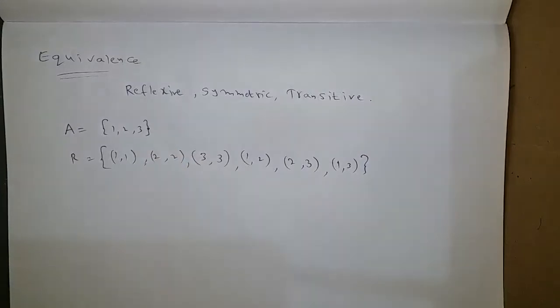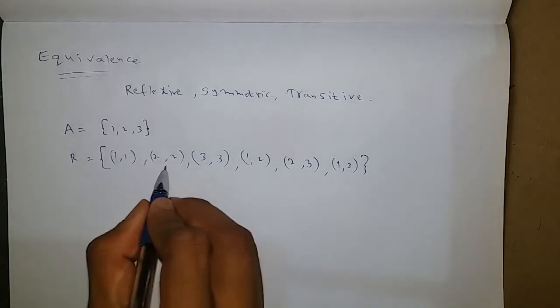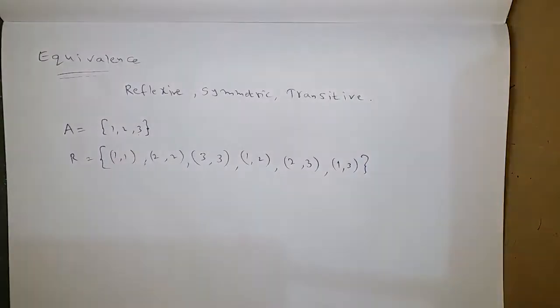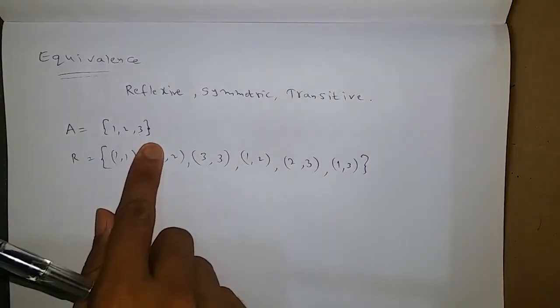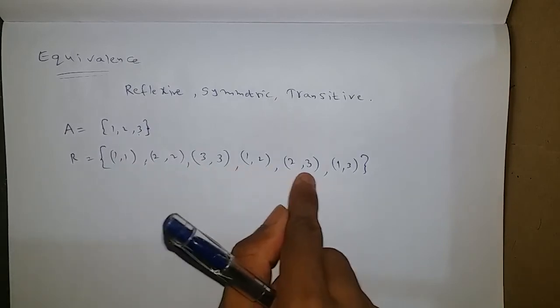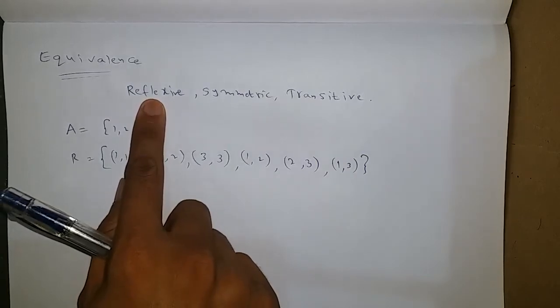There, 3 comma 3 also there. So for 1, 1 comma 1 is there, for 2, 2 comma 2 is there, for 3, 3 comma 3 is there. We have set A = {1, 2, 3} and relation R = {(1,1), (2,2), (3,3), (1,2), (2,3), (1,3)}. First let us check whether it is reflexive or not.